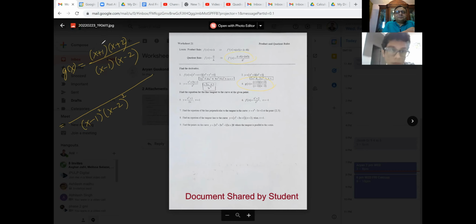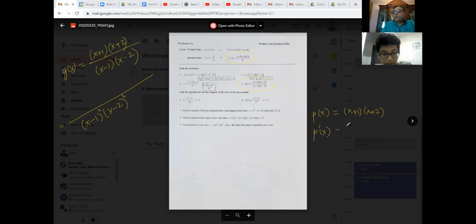So we'll write p of x as the numerator, which equals x plus 1 times x plus 2, right? So the derivative of p of x, the numerator, will be the derivative of the first, which is 1 times x plus 2, plus the derivative of the second times x plus 1. So this is what you get, right? Which you simplify, you get 2x plus 3. Is that clear to you?